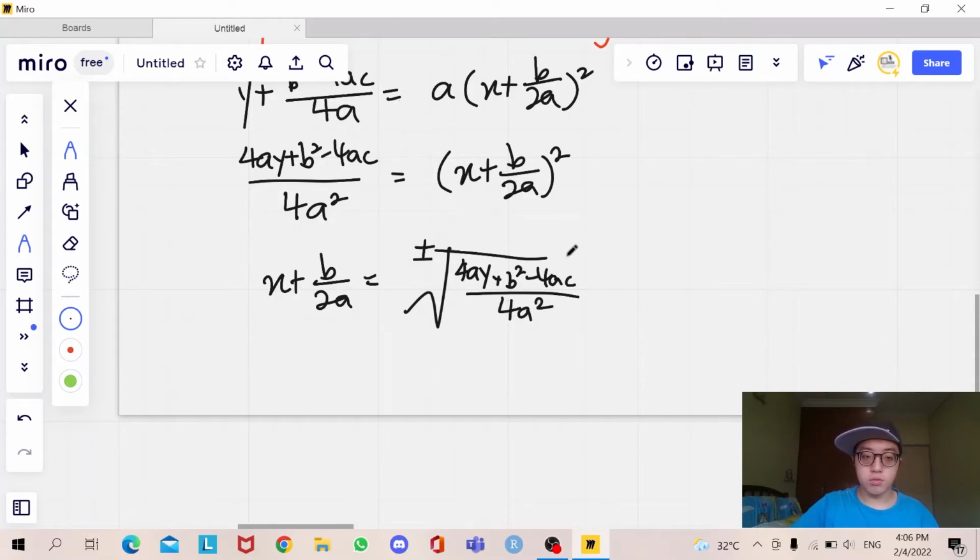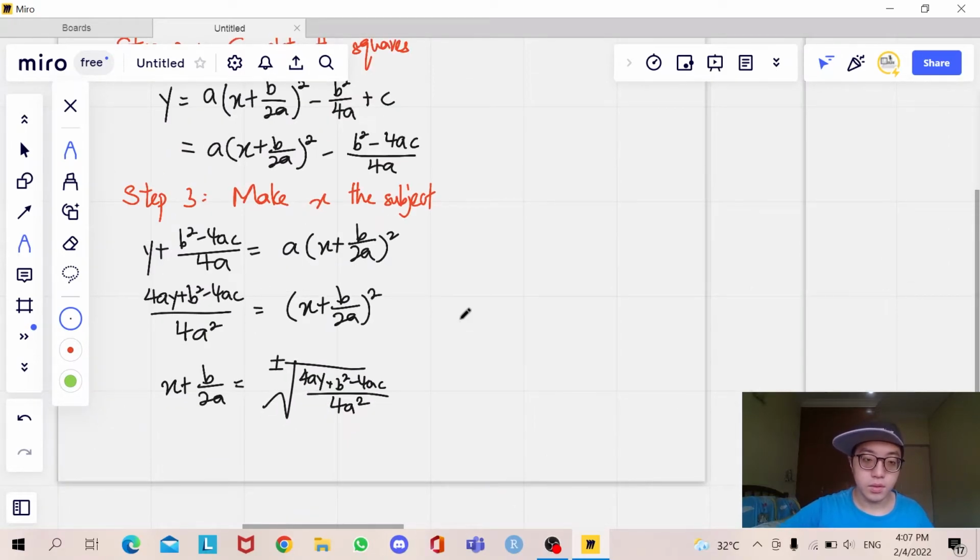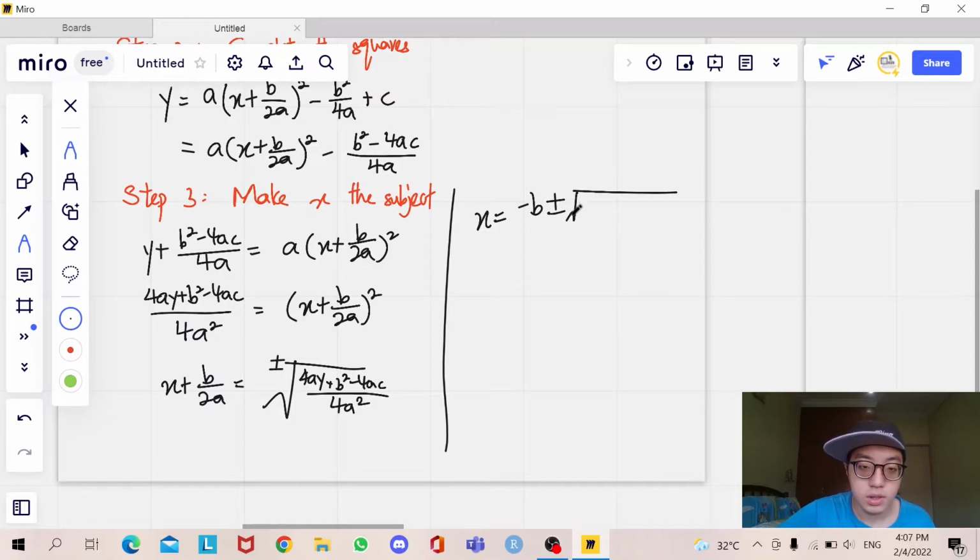To further continue here, you will get x is equal to negative b plus minus the square root of (4ay plus b squared minus 4ac) divided by 2a.